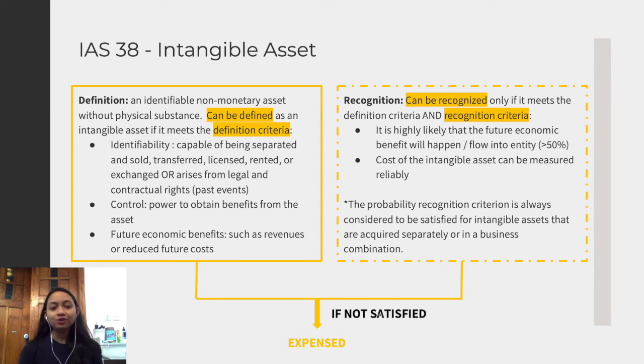However, IAS 38 notes that the probability recognition criteria is always satisfied for intangible assets that are acquired separately or acquired through business combination. So, if the definition and recognition criteria stipulated in IAS 38 are not met, then the item must be included as expenses.